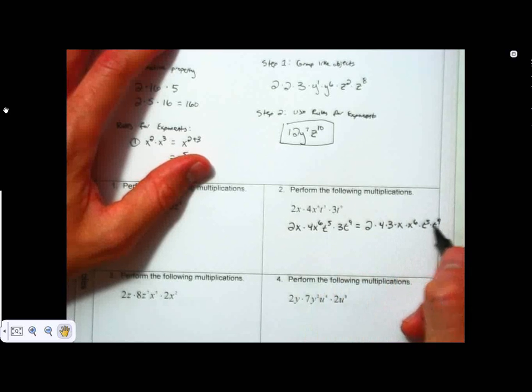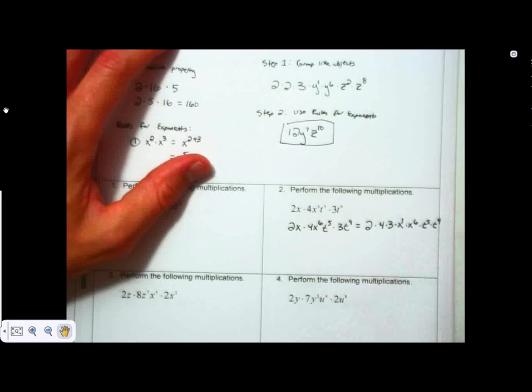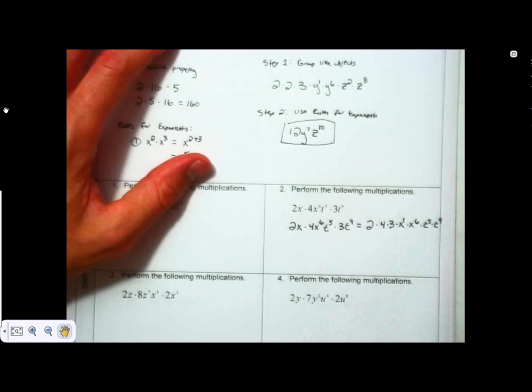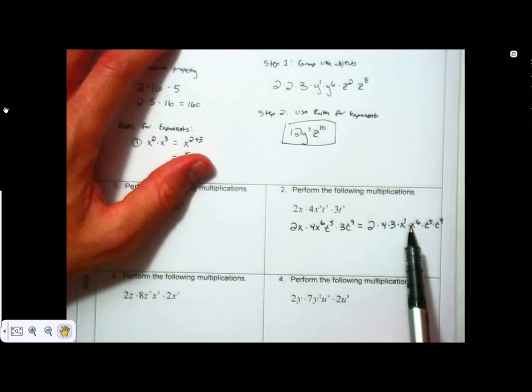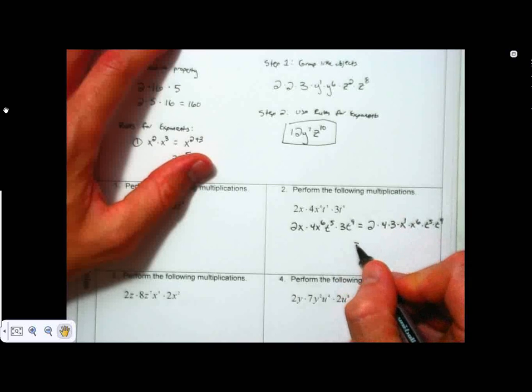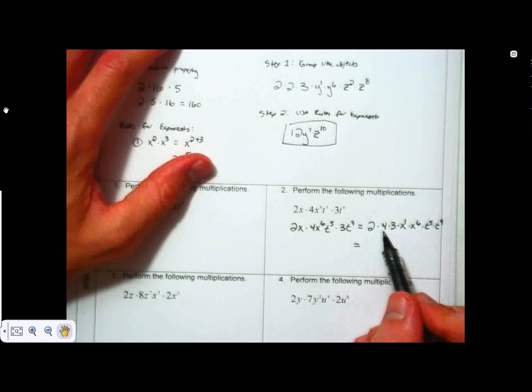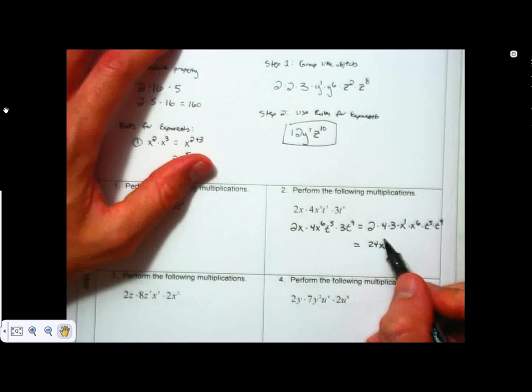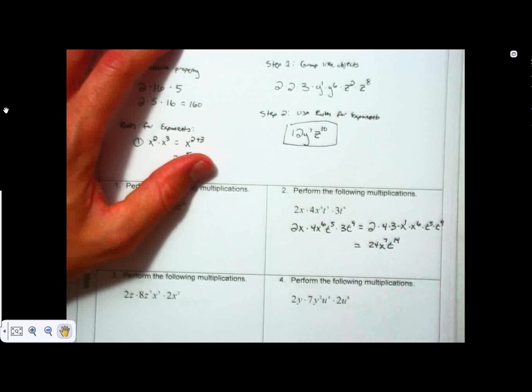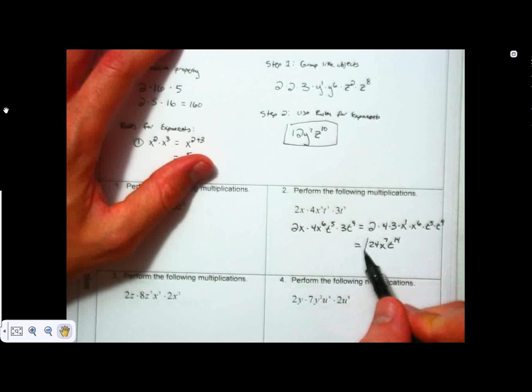It's a good habit when you're working with exponents to never leave a variable what I call naked, in other words, without an exponent. So I always just slip a 1 in there until I'm all done. So 2 times 4 is 8, times 3 is 24. And then we've got x to the 1 plus 6 is 7, and t to the 14. And that should do it.